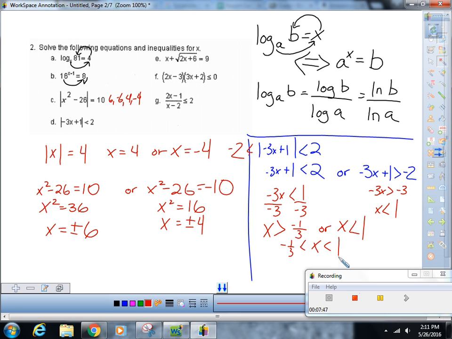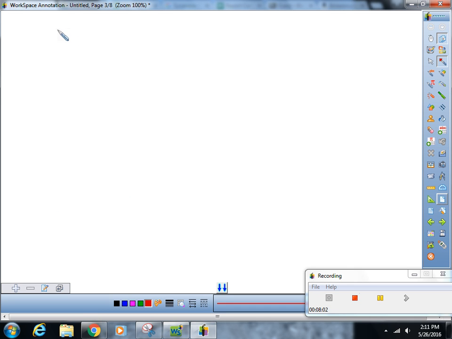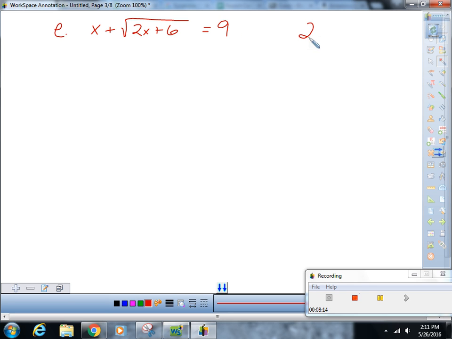X plus the square root of 2x plus 6 equals 9. Well, keep in mind, to start this, 2x plus 6 has got to be positive. You cannot take the square root of a negative. So that means 2x is greater than negative 6. Divide each side by positive 2, so I'm not going to flip my sign. X has got to be greater than negative 3. We're going to keep that in mind, and we're going to solve it.